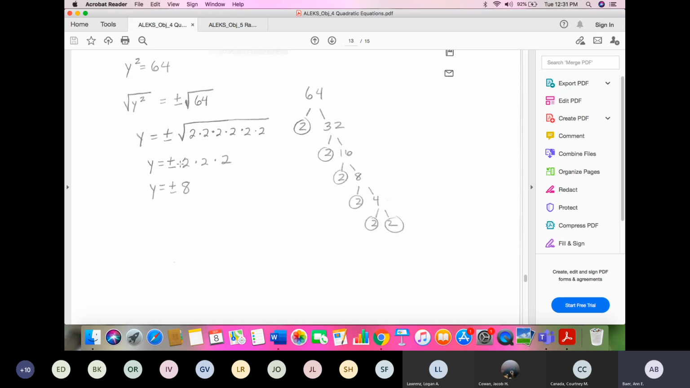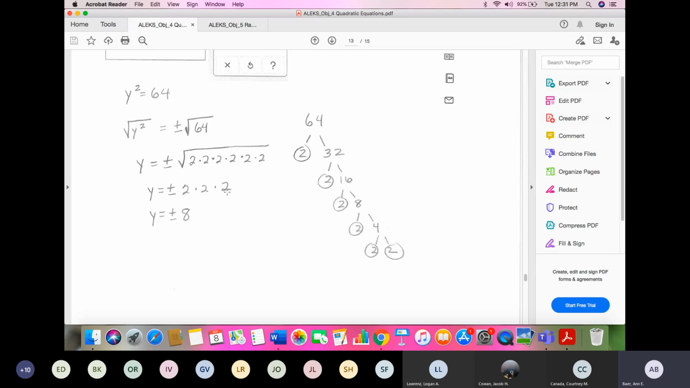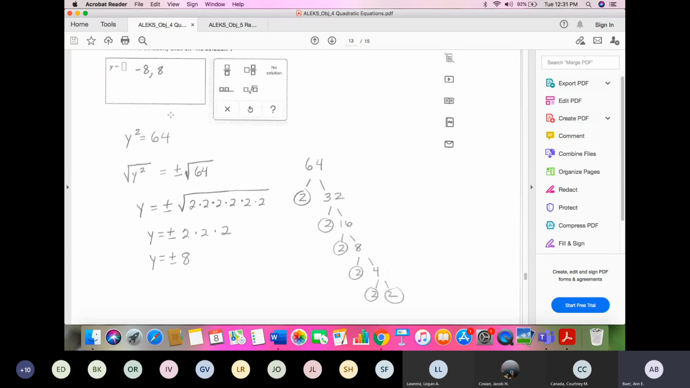So here we get, on this side, plus or minus 2 times 2 times 2. 2 times 2 is 4 times 2 is 8. And then we have a plus or minus right here. So Alex wants us to separate those two solutions. It doesn't matter which one you write first. They've already given us the y equals. So I've written it -8, 8. You could have written it as 8, -8 if you wished.